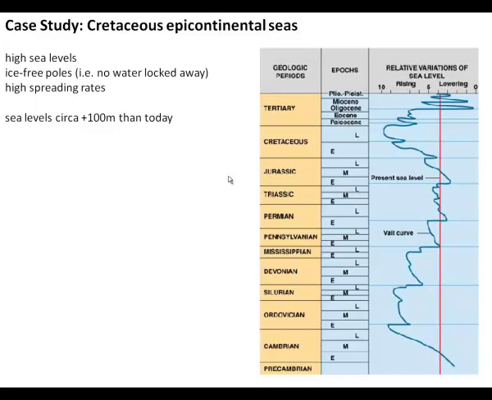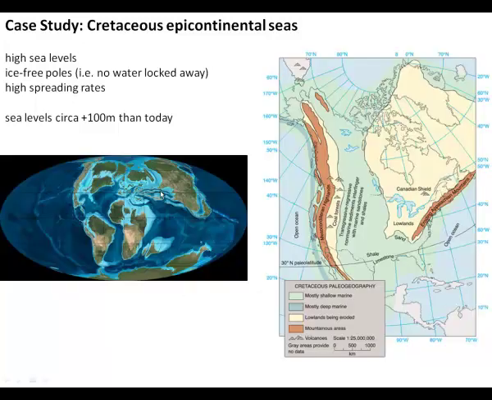As a result of those sorts of variables, we have sea levels that are around 100 meters higher than they are actually today. So you get widespread development of these shallow epicontinental seas. You can see here the distribution of it across North America. North Africa is similarly affected, for example. Most of Western Europe is accumulating chalk at this time in these shallow marine environments.